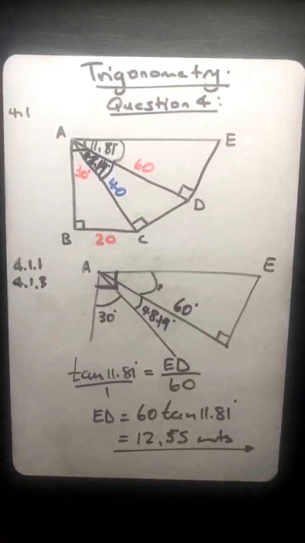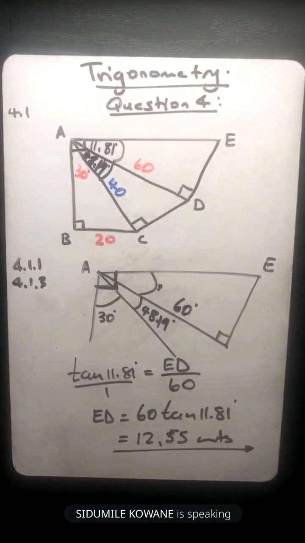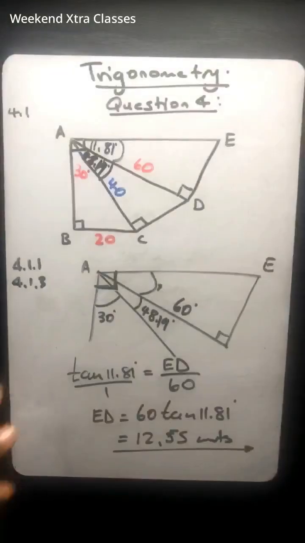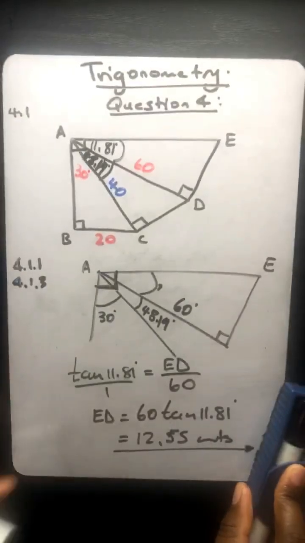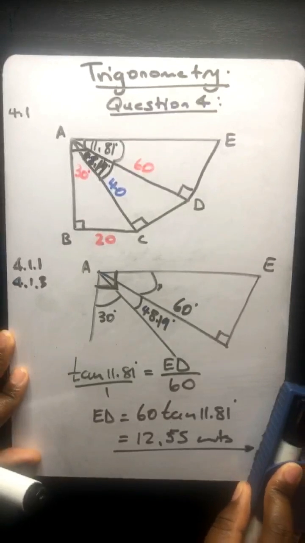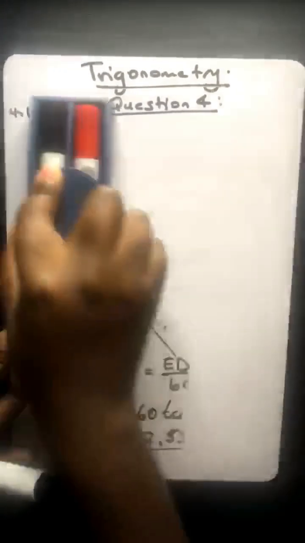Does it make sense to everyone? Yes. Okay. 100%. So very quickly, let's move on to 4.2. So let's see. I'm about to now remove all of this and then we move on to 4.2.